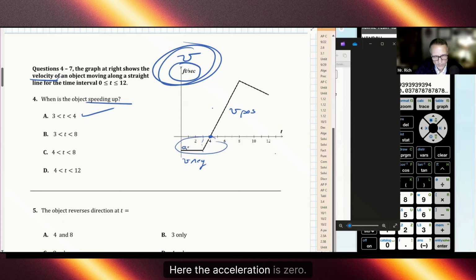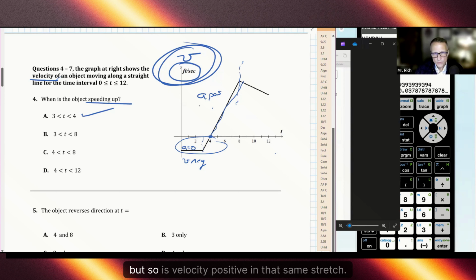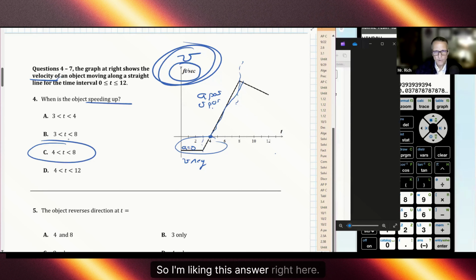Here the acceleration is 0. Here the acceleration is positive. But what happens here is since the slope is positive over that stretch, acceleration is positive, but so is velocity positive in that same stretch. And that goes from 4 to 8. So I'm liking this answer right here.